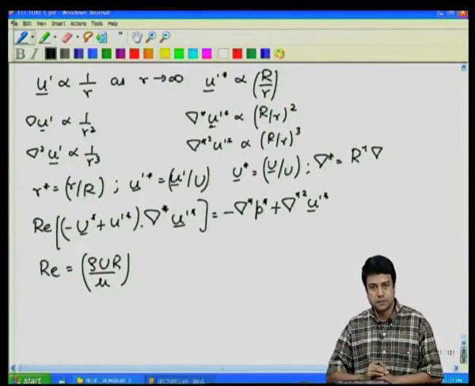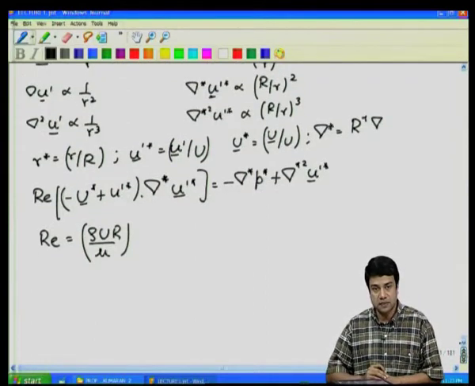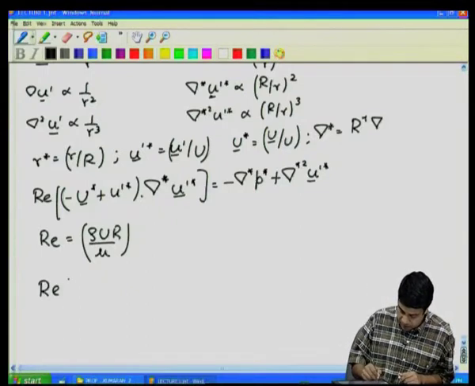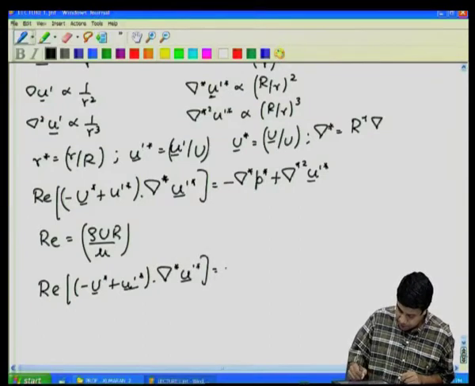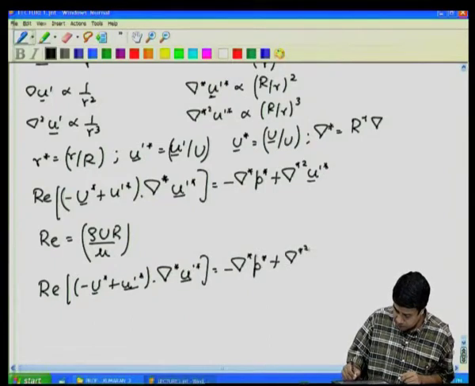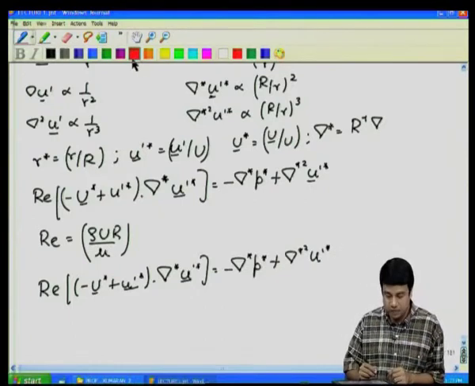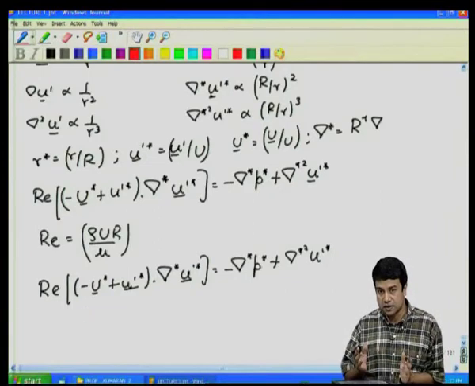So, now let us just put in these dependencies in the equation. I get the first term Re into minus U star plus u prime star dot. So, that is the equation, and I will put in the dependencies here. This U star is of course independent of the radius r, because it is just a constant velocity.